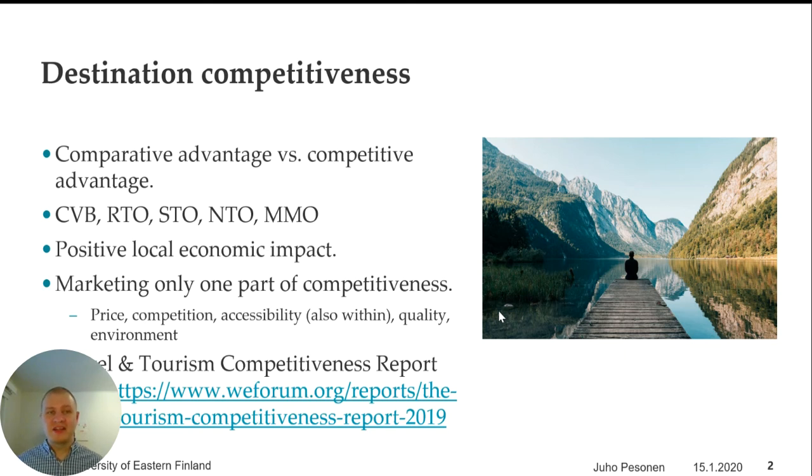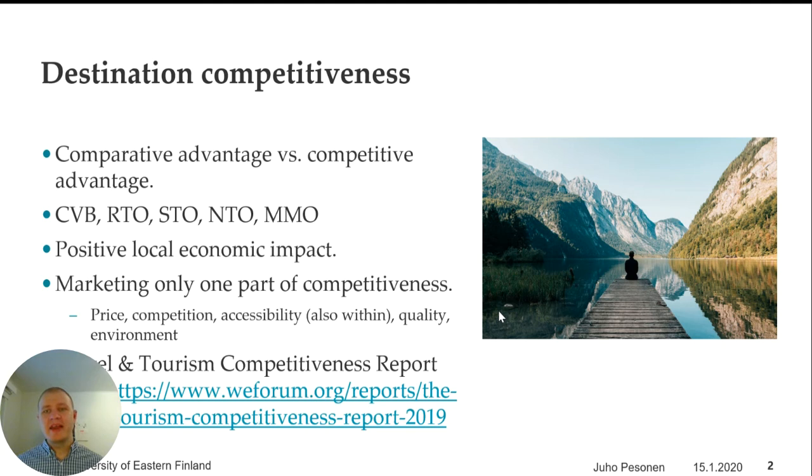But comparative advantage is not enough. Comparative advantage has to be developed into competitive advantage. Even if you have huge beaches, your tourism industry might not be competitive compared to some other countries or destinations with much smaller, much less accessible beaches, for example, unless you develop the tourism industry. And this development leads into competitive advantage. It is something that the destination marketing organization and the local tourism industry does. It develops comparative advantage into competitive advantage.